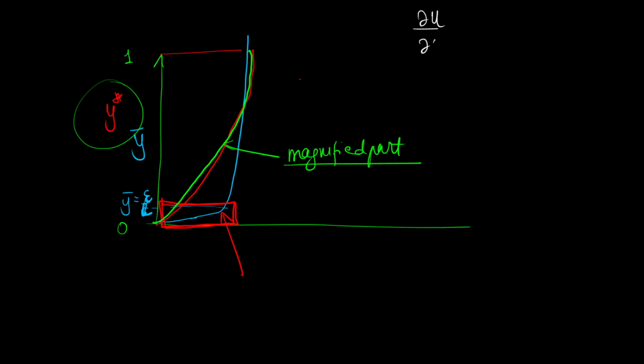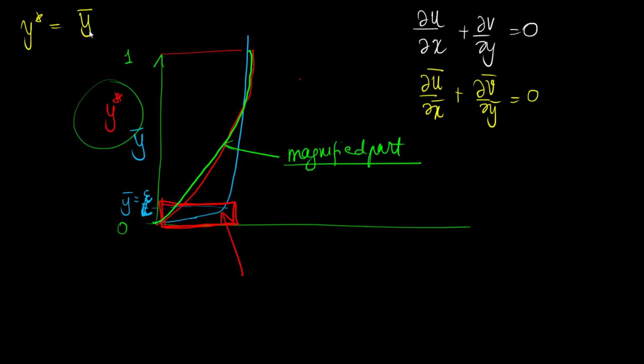Incompressibility implies del u del x plus del v del y equal to 0, and the dimensionless form was del u bar del x bar plus del v bar del y bar is equal to 0. Let us rescale it with y star. So y star is y bar upon epsilon. So this remains the same because we are not rescaling u bar or x bar. The characteristic length in the x direction is still L. So nothing changes over here.